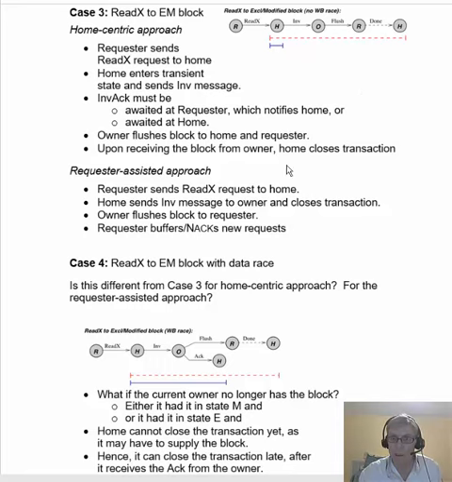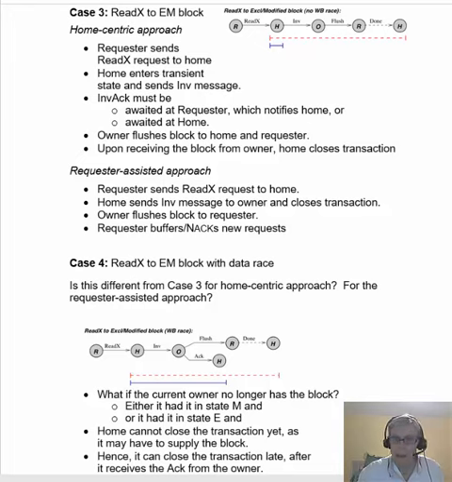In the requester-assisted approach, the requester again sends a read X to the home. The home sends the invalidation message to the owner, and then it closes the transaction. The owner flushes the block back to the requester, and the requester buffers or NACs new requests.